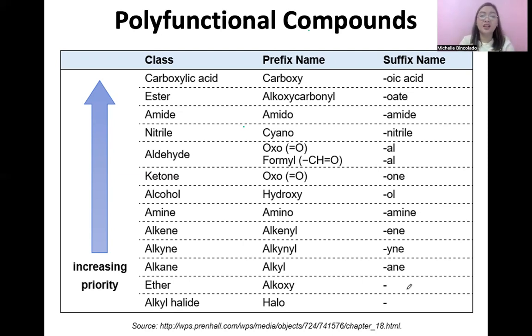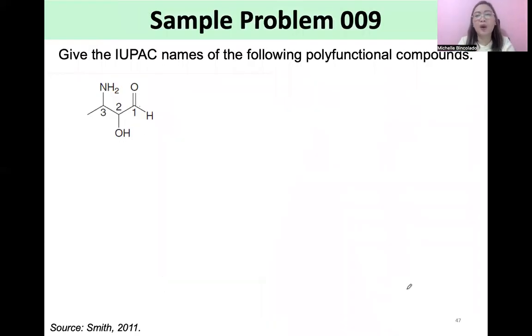Okay? O guys, para mas maging malinaw to, para ma-practice natin, guys, yung naming, meron tayong sample problem. However, let me just give you this. Kasi guys, sa lahat naman ng chapters natin, sa lahat ng compound class na dadaanan natin, lagi tayong may subtopic na naming. So don't worry kasi mapapractice natin, guys, yung nomenclature skills ninyo every time meron tayong bagong compound class. Okay, so guys, let's answer sample problem number 9. So let's give the IUPAC names of the following polyfunctional compounds.